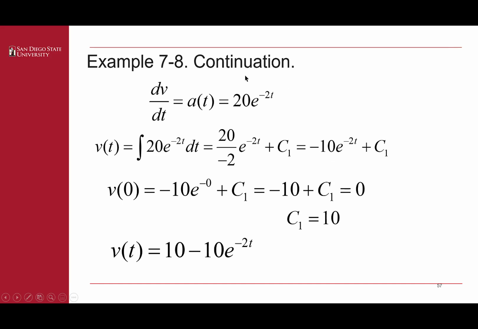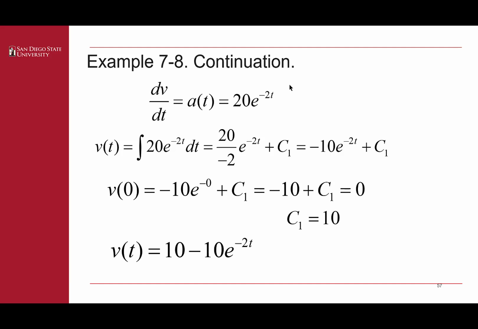We can calculate the integral of a of t, because we already know that dv/dt, the derivative of velocity with respect to time, is equal to a of t, which is given as 20 times e to the minus 2t. Hence, v of t is the integral of this term, and it will be 20 over minus 2 times e to the minus 2t plus c1, which is equal to minus 10 e to the minus 2t plus c1.